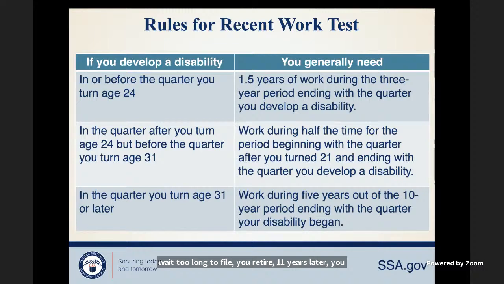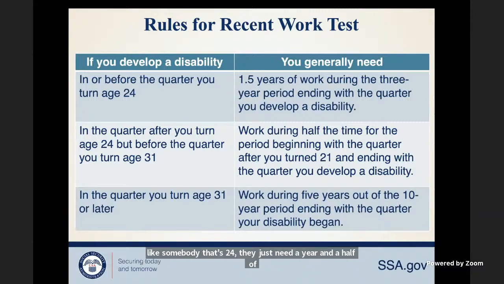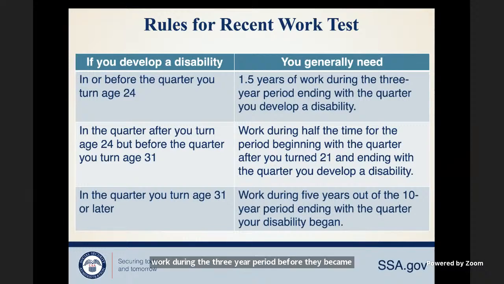The last 5 out of 10 years have to be worked in certain ages. Now, let's say somebody is 24 years old. Well, we're not going to expect them to work since they were 14. So there's different allowances and leeway the younger you are when you become disabled. So like somebody that's 24, they just need a year and a half of work during the 3-year period before they became disabled. So just remember that. We're not going to require somebody that's 25 to work 10 years, the last 5 out of 10. We adjust it for age.